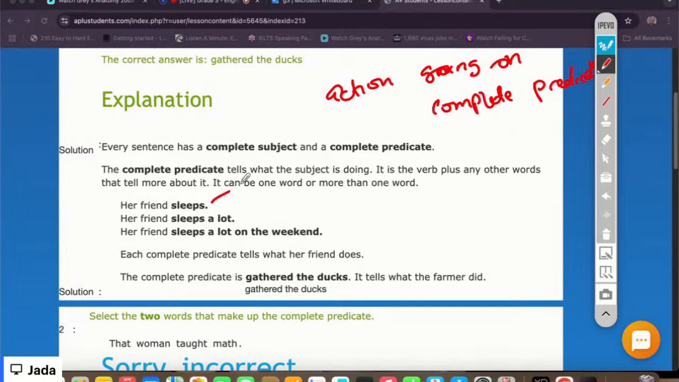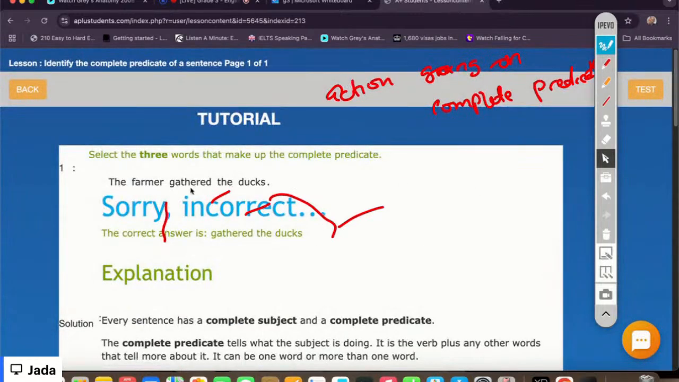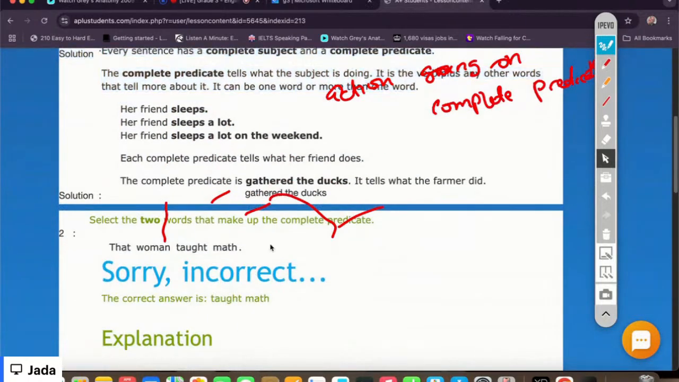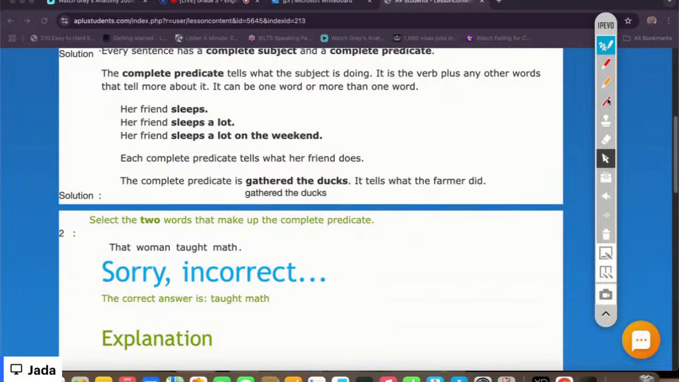Just like sleeps here, sleeps a lot on the weekend. So from this sleeps, basically all these are predicates. Okay? So they're telling us what her friend is doing. So we have the farmer gathered the ducks. So three words that make up the predicates. So it has to be what? Gathered the ducks. This one.